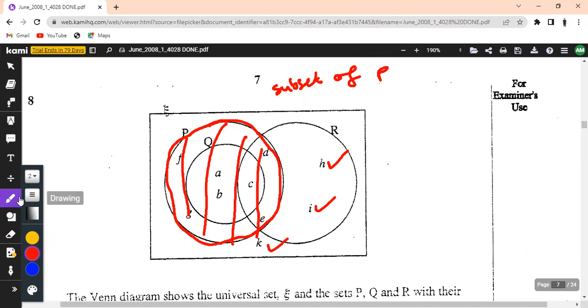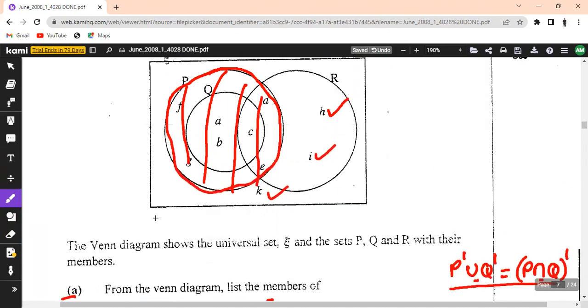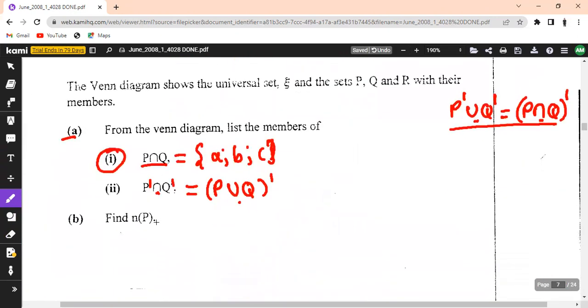This is the complement, not in that set, but outside. So we said H, I, and K. So this is going to give us H, I, and K. So these are the elements. It's easier to understand this language. It is going to be very, very easy for you.